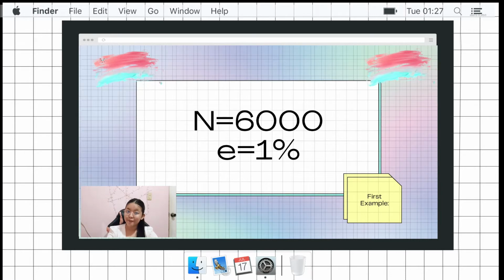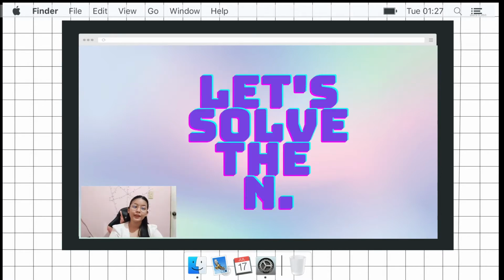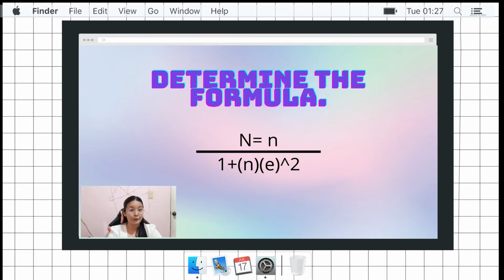So our first example is N equals 6,000 and E equals 1%. Our first step is to find the desired number of samples given the margin of error, which is when N is 6,000 and E is 1%. So let's solve for n. The first step is to determine the formula: n equals N over 1 plus N times E squared.